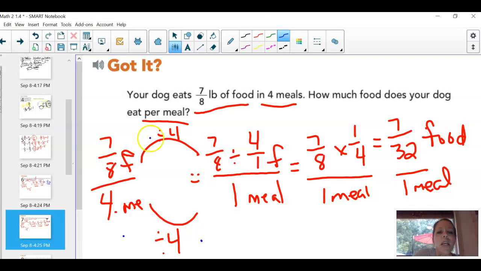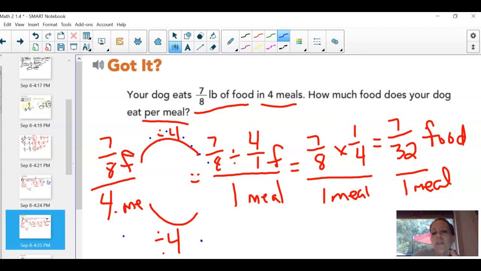Now I've got 7/8 divided by 4. Now I'm going to instantly, because I know I'm dividing fractions, I want to go ahead and change that to 4 over 1, because 4 over 1 is the same as 4, because 4 divided by 1 is 4. Now I put my equal sign again. Notice I'm not taking shortcuts. Taking shortcuts results in me missing a step and getting confused.